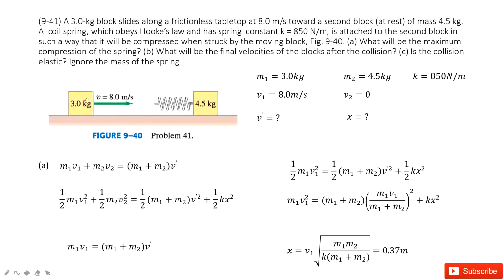So we can see A just moves to the right on a perfect surface and hits object 2, and then A and 2 stick together. So we need to find the maximum compression of the spring. How can we do that?